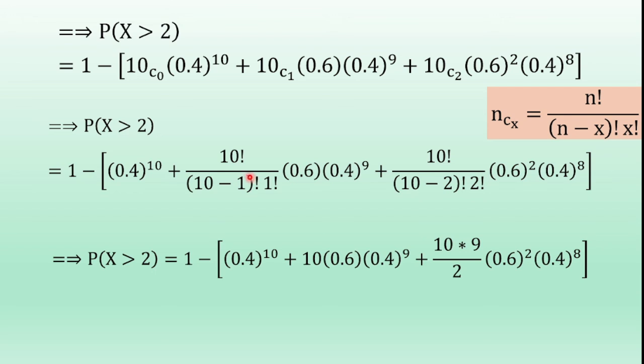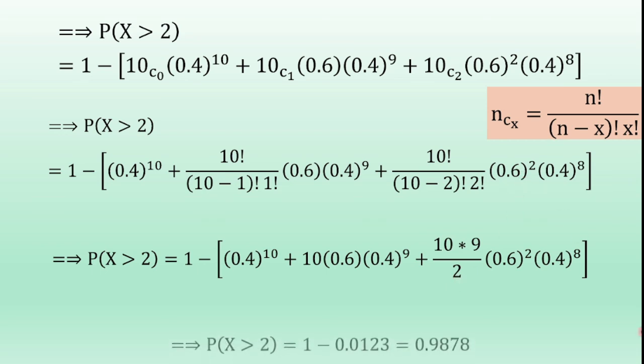So now here 10 factorial divided by 9 factorial into 1. 10 factorial is written as 10 into 9 factorial. In the numerator and denominator 9 factorial is cancelled and the remaining term is 10. So 10 into 0.6 into 0.4 whole to the power of 9. Here 10 factorial divided by 8 factorial into 2 factorial. The numerator term 10 factorial is written as 10 into 9 into 8 factorial, and the numerator and denominator 8 factorial is cancelled. The remaining term is 10 into 9 by 2 into 0.6 whole square into 0.4 whole to the power of 8.